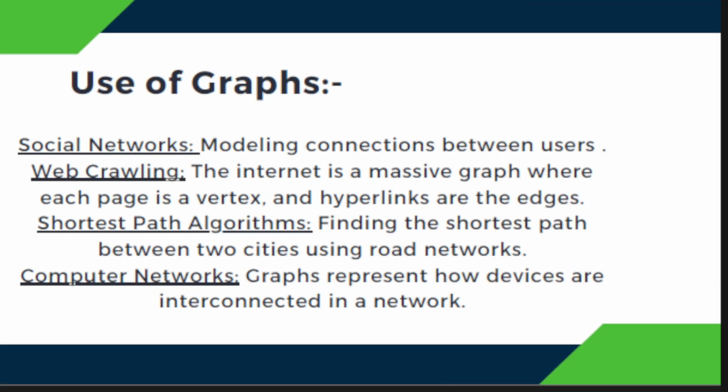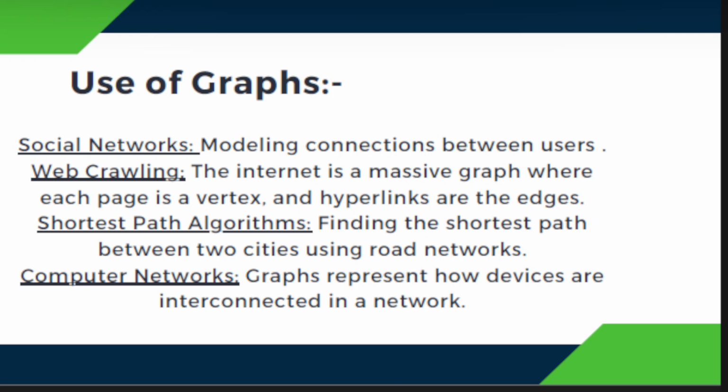Graphs are everywhere in computer science and beyond. In social network, web, shortest path algorithms, computer networks. In social network, graphs are used as modeling connections between users, means friends or followers. In web, the internet is a massive graph where each page is a vertex and hyperlinks are the edges. Finding the shortest path between two cities using road network. Here, graphs are used. In computer networks, graphs represent how devices are interconnected in the network.